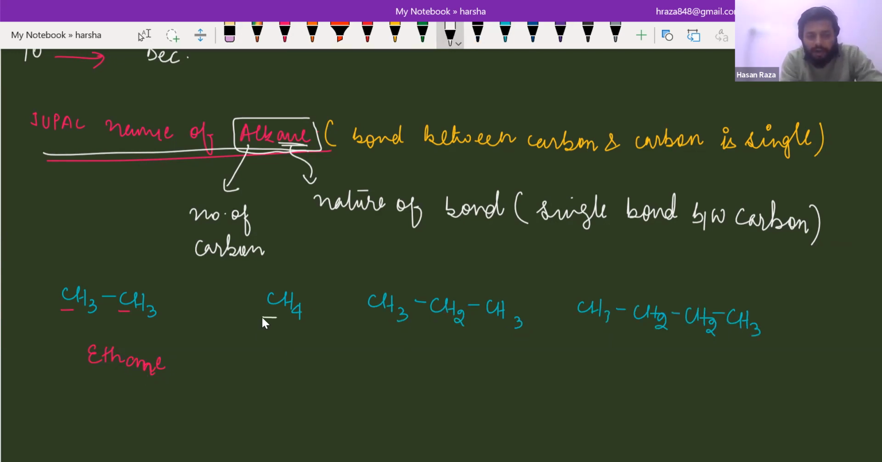See how many carbons are here? 1 carbon, that means meth, and this carbon is singly bonded with hydrogen, so the nature of the bond is ane. That means methane. Now how many carbons are here? 3 carbons. For 3 carbons, the name is prop, and as you can see, the bond is single, so it will be ane. So propane. Can you write the name of this?